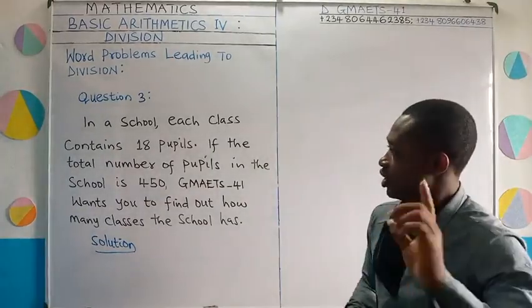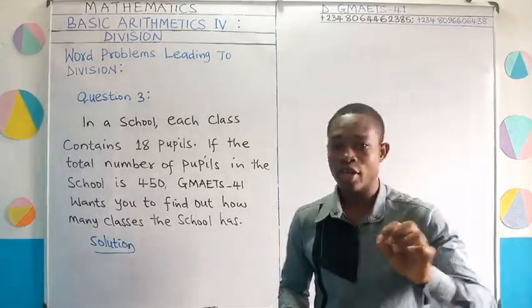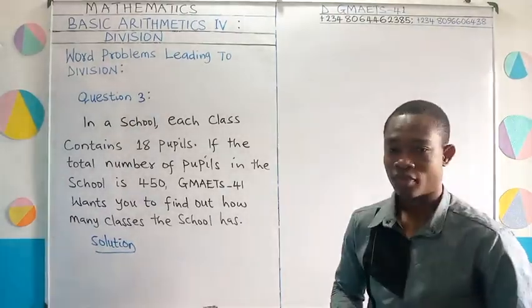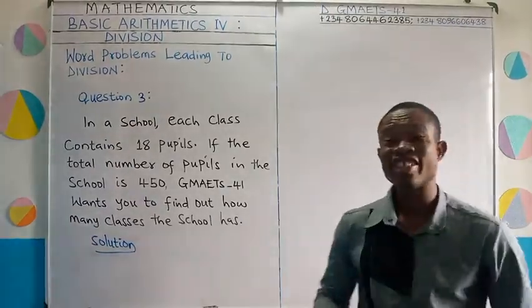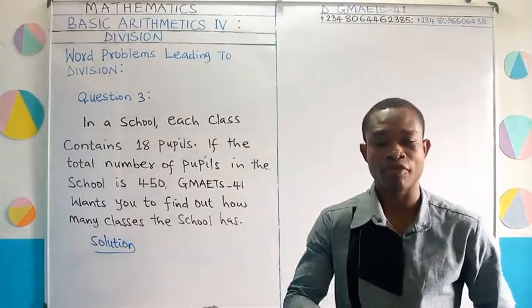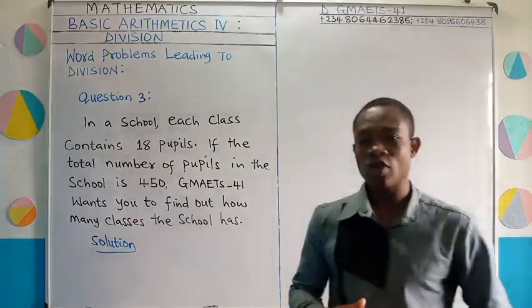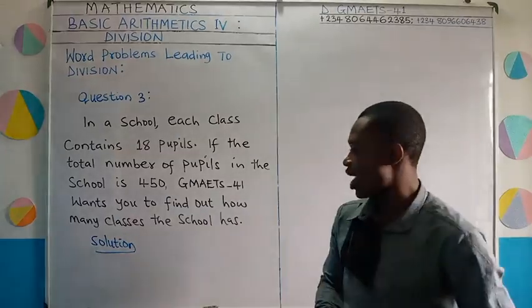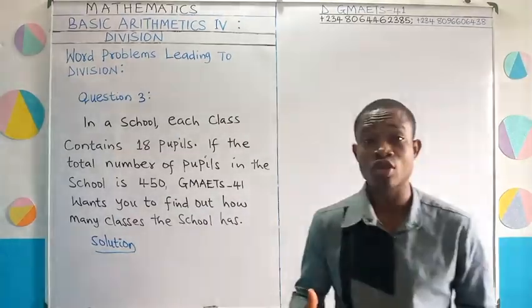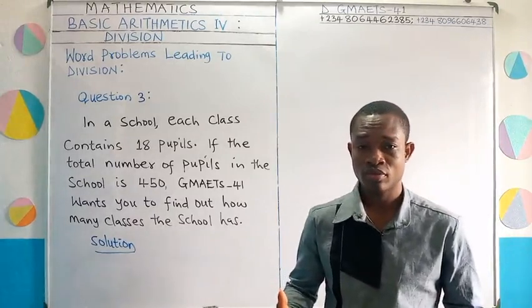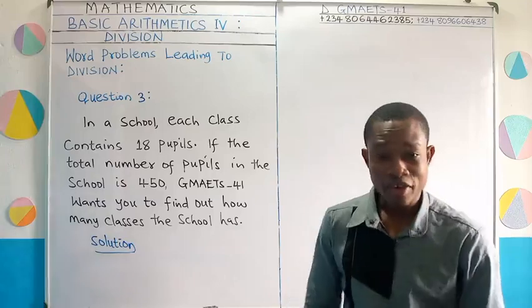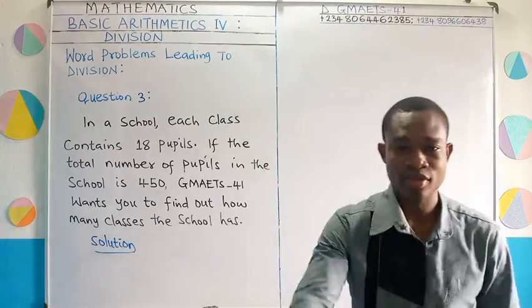It reads, in a school, each class contains 18 pupils. If the total number of pupils in the school is 450, the question wants you to find out how many classes the school has. Very simple question. I'll go straight to solving it.